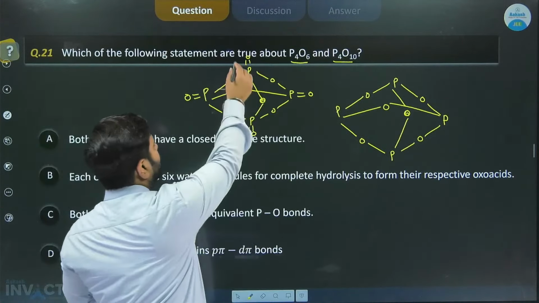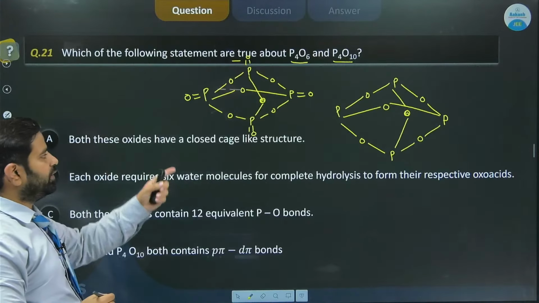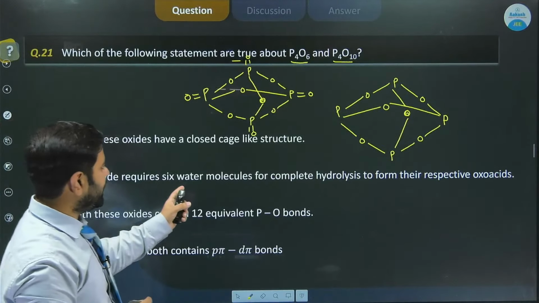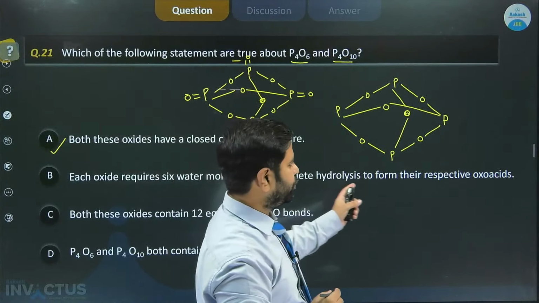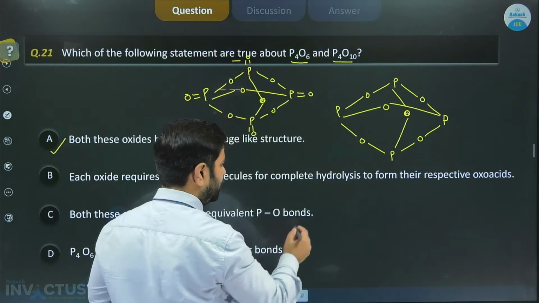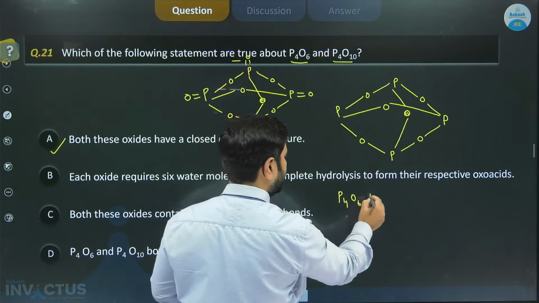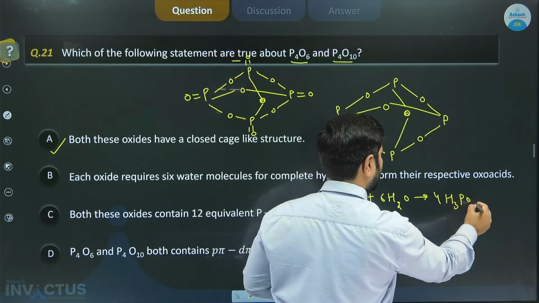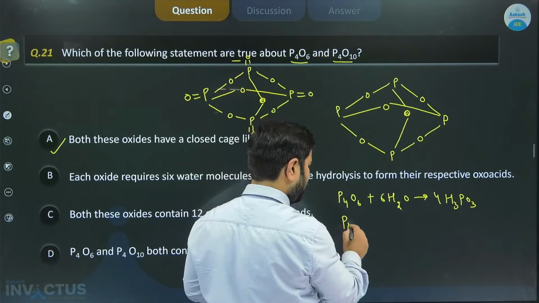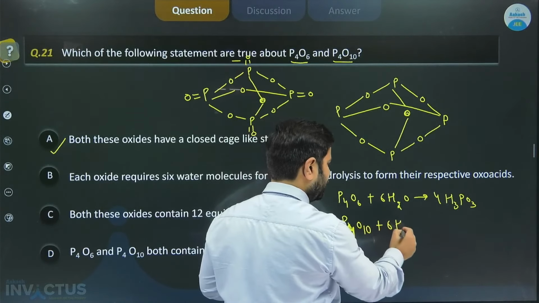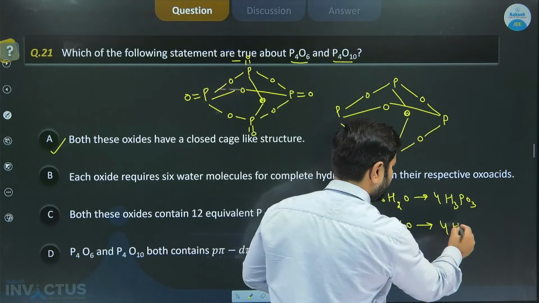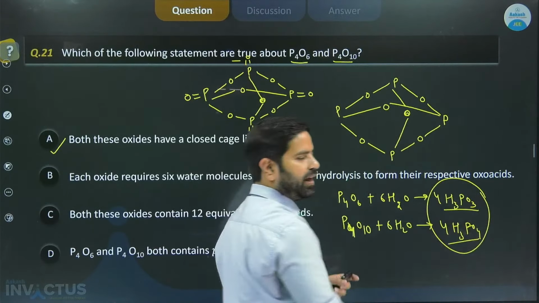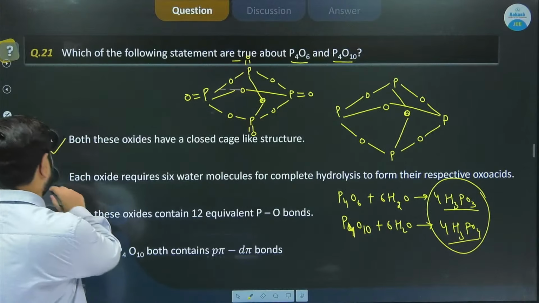We have to choose the true statements. Both these oxides have a closed cage-like structure. Yes, this is correct. Each oxide requires 6 molecules of water for the complete hydrolysis to form their respective oxoacids. So what will happen when P4O6 reacts with 6 moles of water? It will form H3PO3. And P4O10, when it reacts with 6 moles of water, forms H3PO4. Both are oxyacids, this is the dibasic and this is the tribasic oxyacid. Again, this option is also correct.